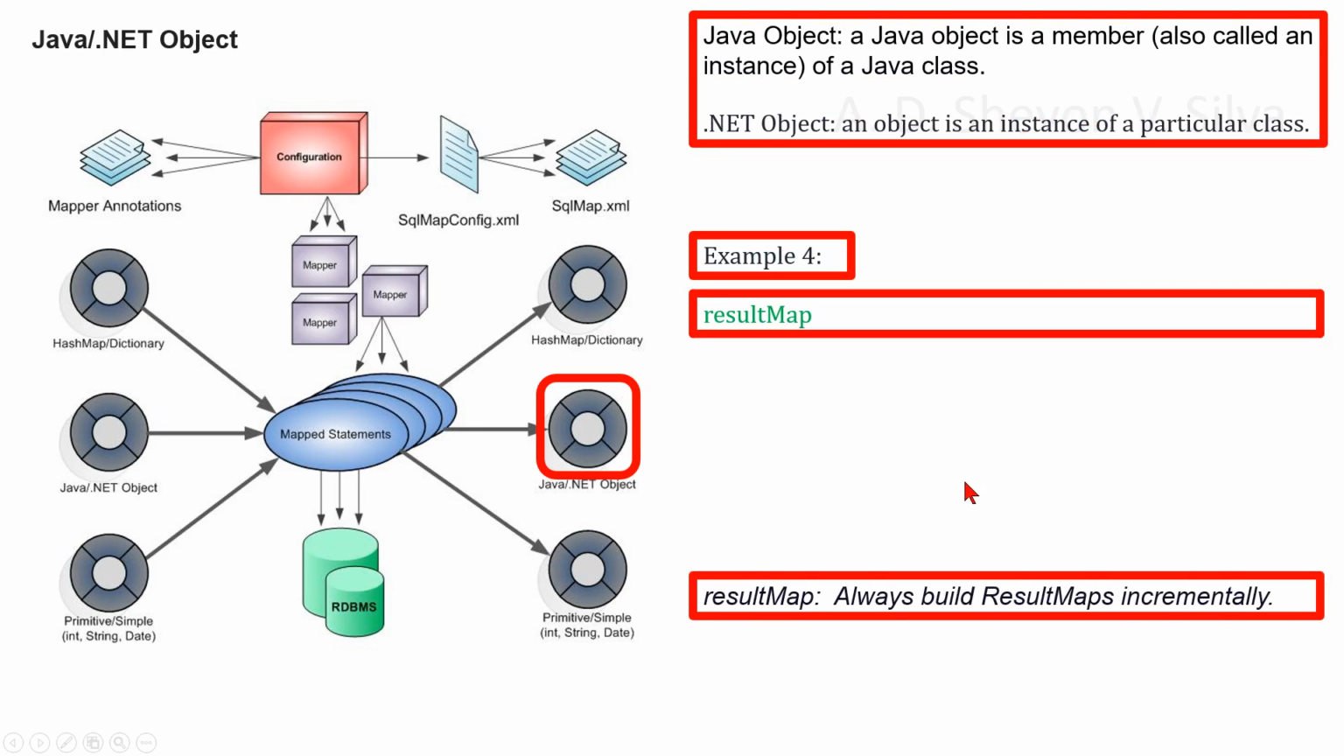Now we are considering result maps. Always build result maps incrementally. Unit tests really help out there. If you try to build a gigantic result map like the one we previously described all at once, it's likely you will get it wrong and it will be hard to work with. Start simple and evolve it a step at a time.